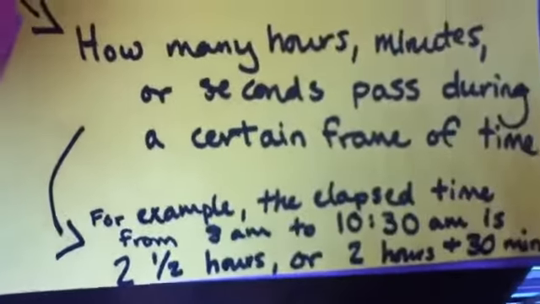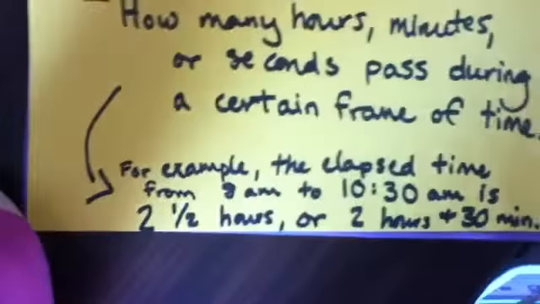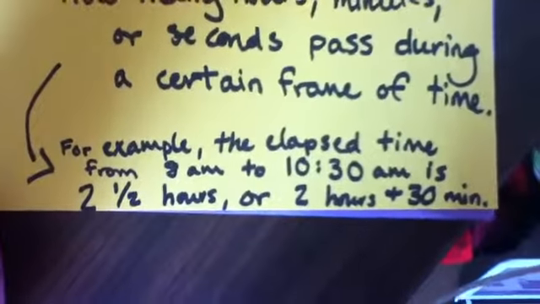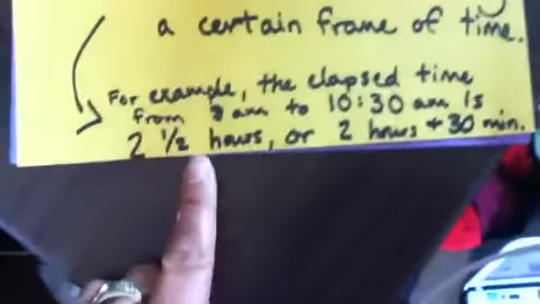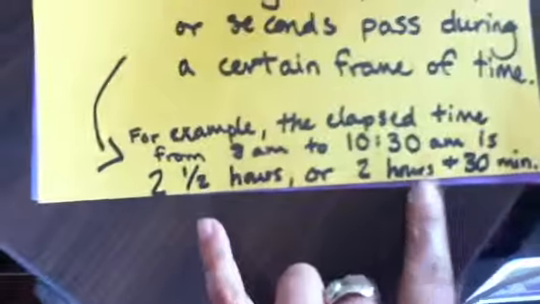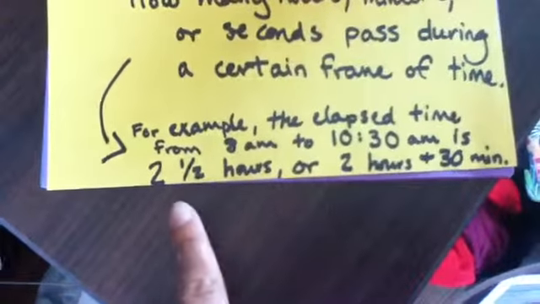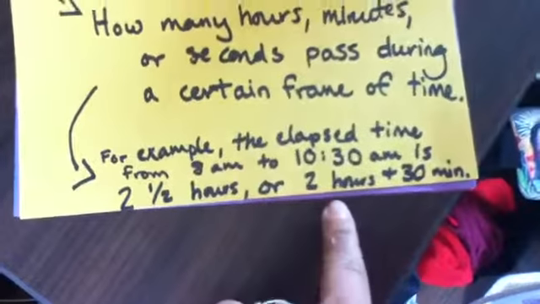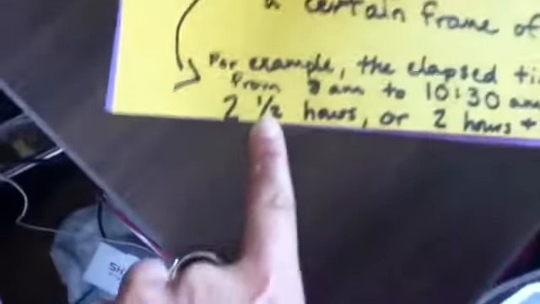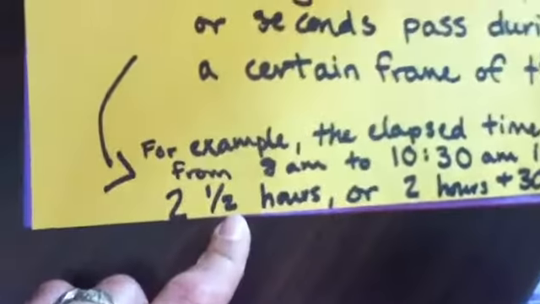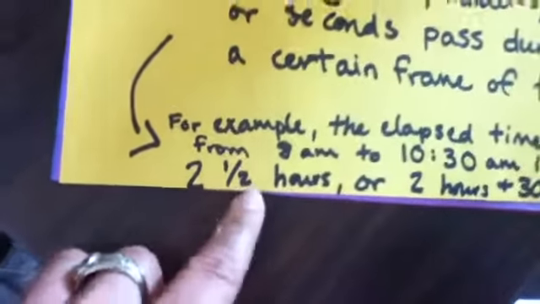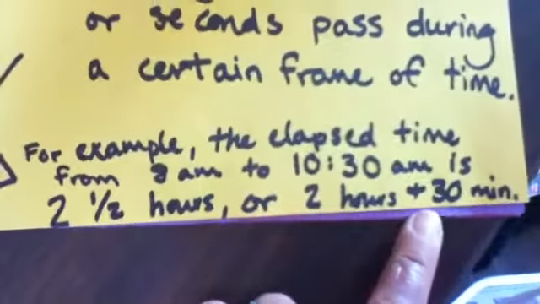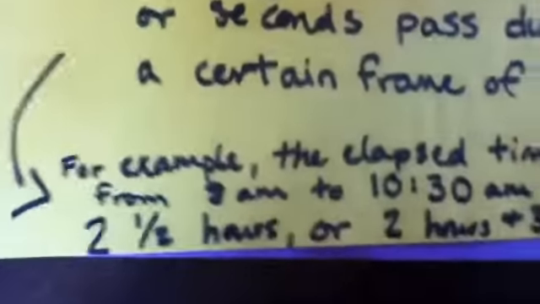For example, the elapsed time from 8 a.m. to 10:30 a.m. is 2.5 hours or 2 hours and 30 minutes. Looking at this, we know that we can write this two different ways. We can say it in fraction form, 2.5 hours, or we can do this, 2 hours and 30 minutes. Well, we know that fractions represent parts of wholes, so if 1/2 of an hour is 30 minutes, then we know that 1/2 of an hour is going to be 60 minutes.